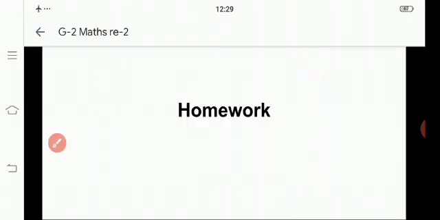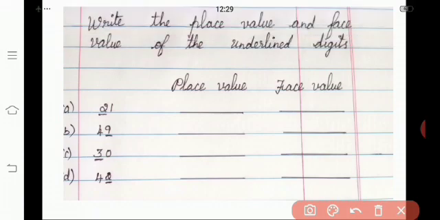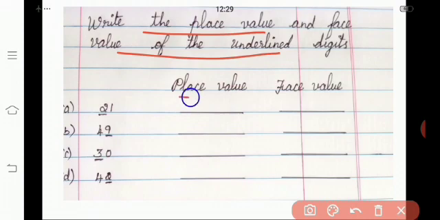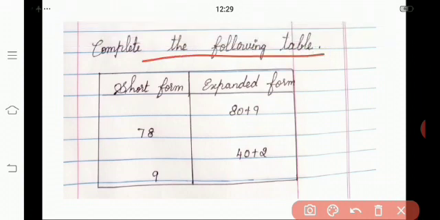Now we are in the homework session. See, write the place value and face value of the underlined digits. So you have to write the place value and face value. Okay children. The next one, complete the following table. See children, the short form and the expanded form are given. Where the expanded form is given, you write the short form, and where the short form is given, you write the expanded form. We already revised this, so you have to remember and write.